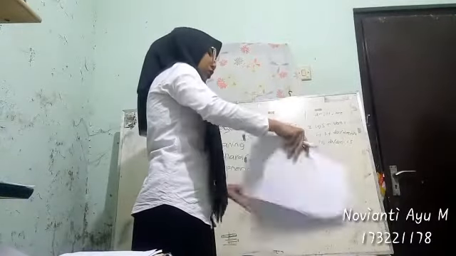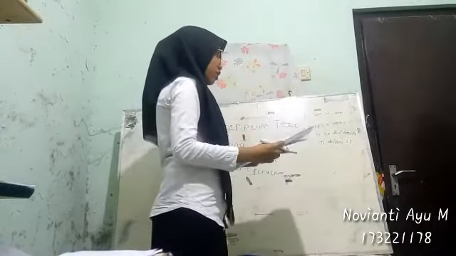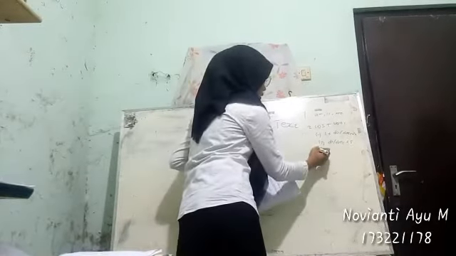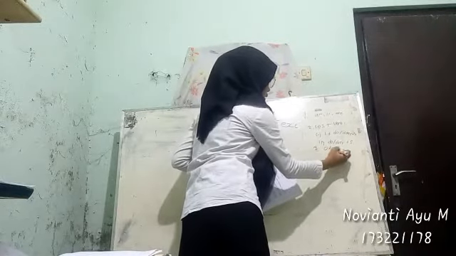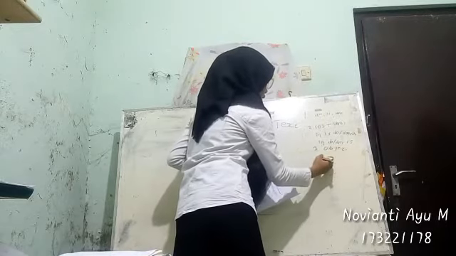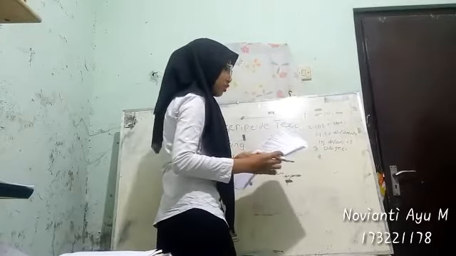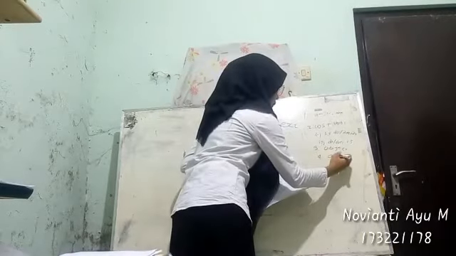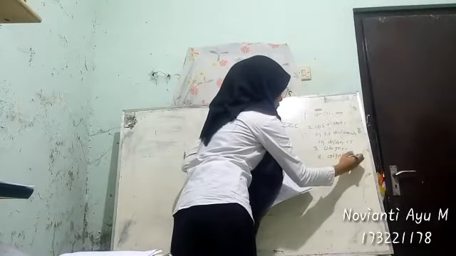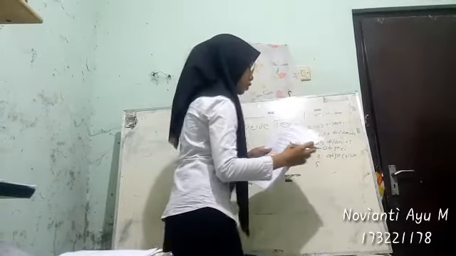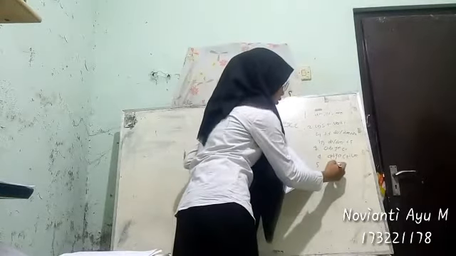And the third is descriptive text only focuses on the object. And the fourth is descriptive text uses adjectives. And the fifth is descriptive text uses interesting language.